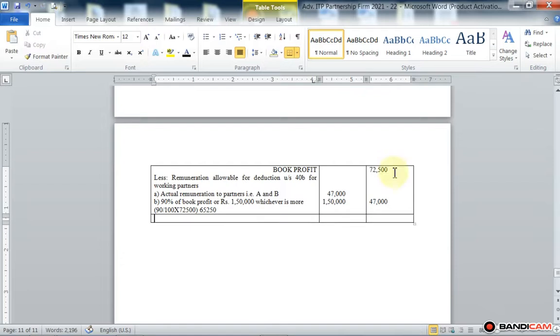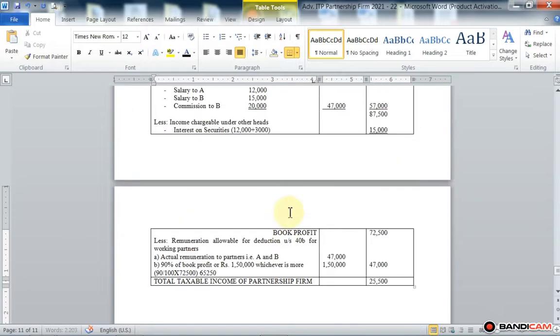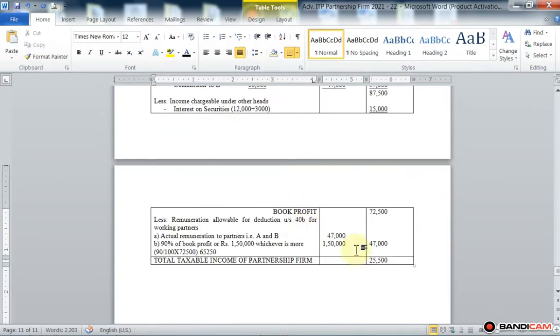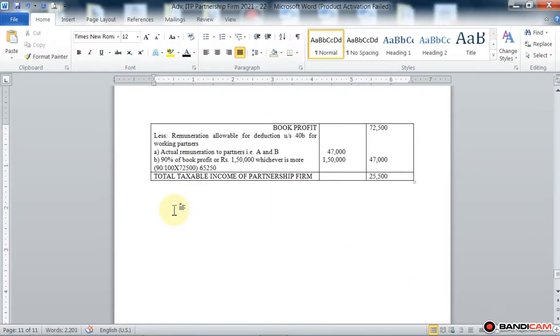So here we deduct the 47,000 from 72,500. We get the amount, that is 25,500, and that 25,500 is called the total taxable income of the partnership firm. So in this problem we compute the book profit and total taxable income of the partnership firm. Now we compute the tax liability.